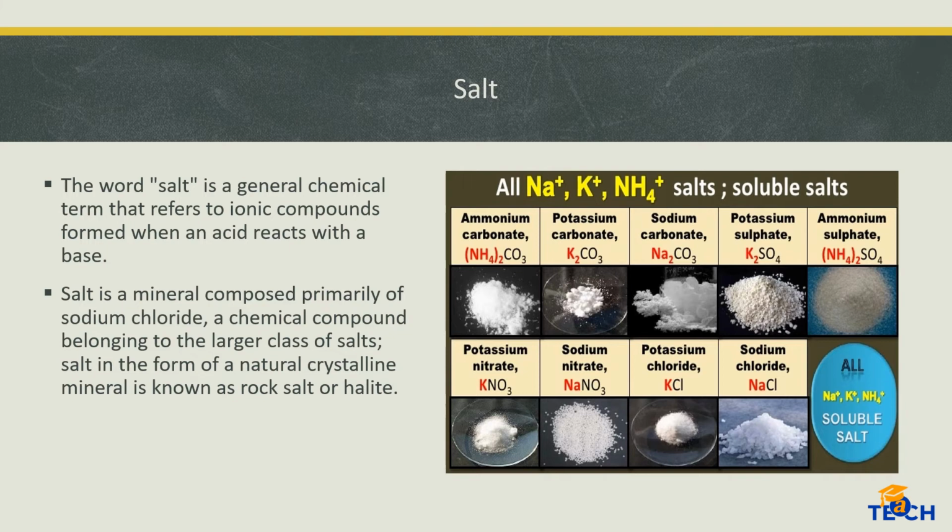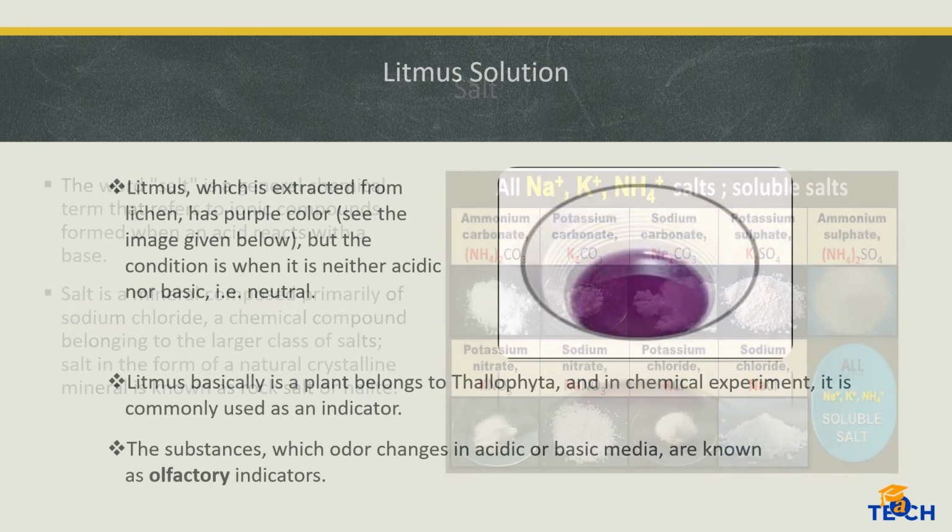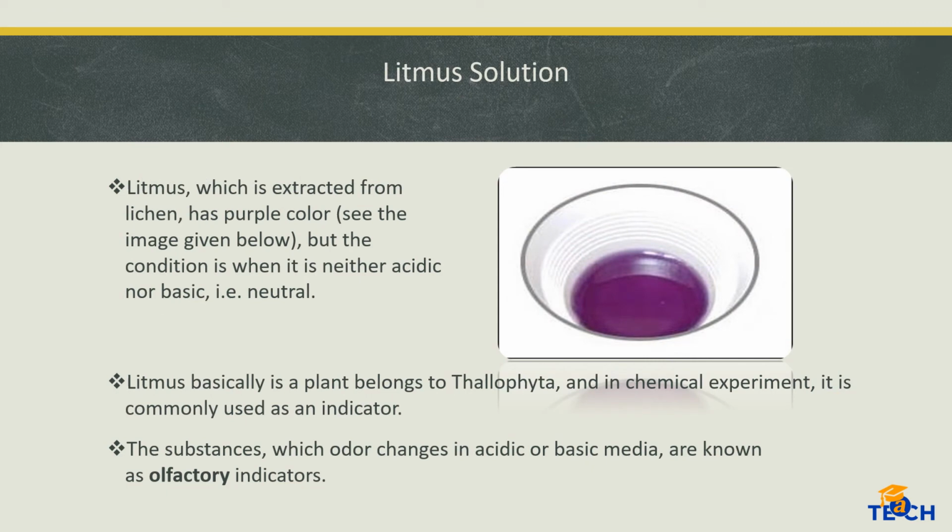Salt is a mineral composed primarily of sodium chloride, a chemical compound belonging to the larger class of salts. Salt in the form of a natural crystalline mineral is known as rock salt or halite. Litmus, which is extracted from lichen, has a purple color, but the condition is when it is neither acidic nor basic, that is, neutral.